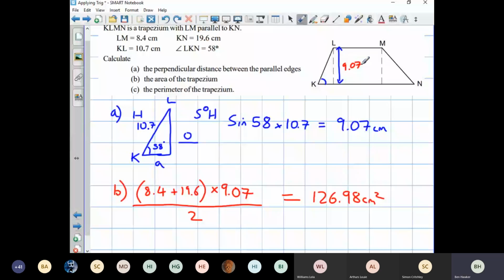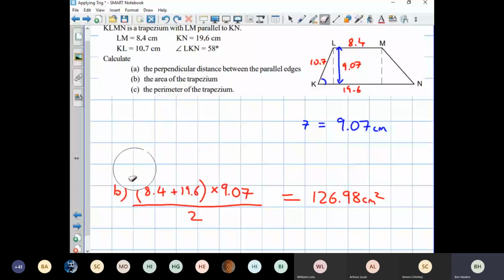Is there anything else I need to add on to the diagram? What's that? 10.7, 19.6, and 8.4. So I'm just going to get rid of the information here.